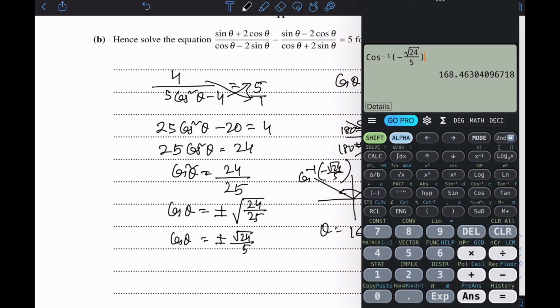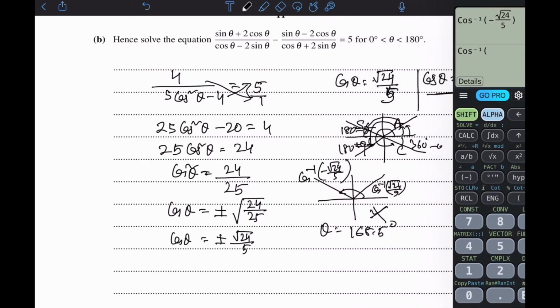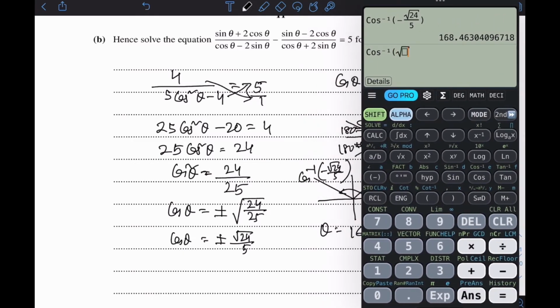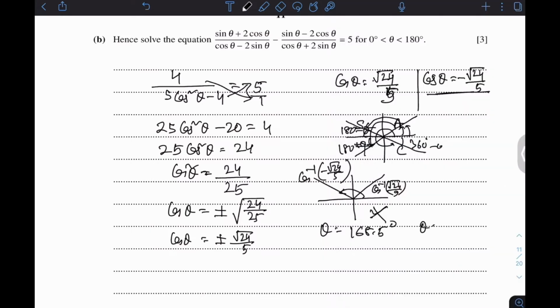Now, using shift cos of root over 24 by 5, the other theta is 11.5 degrees.